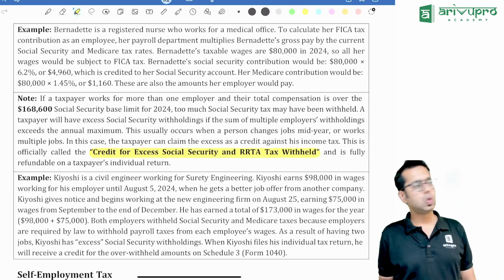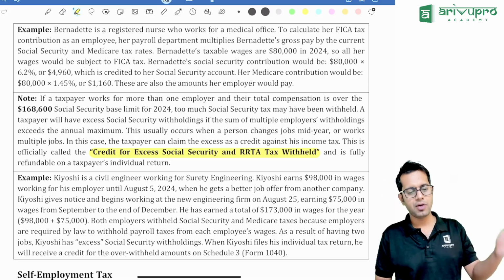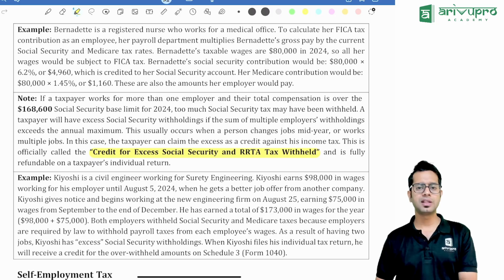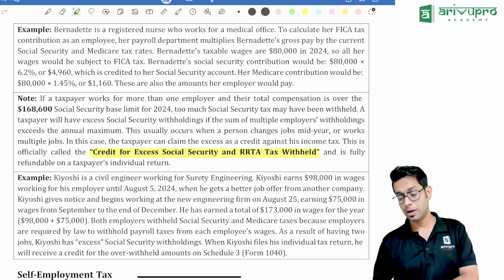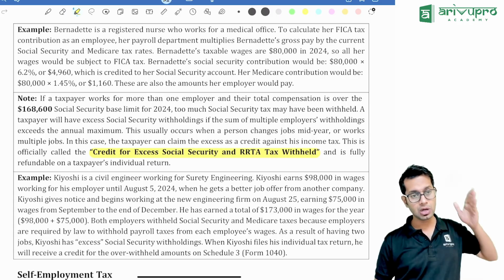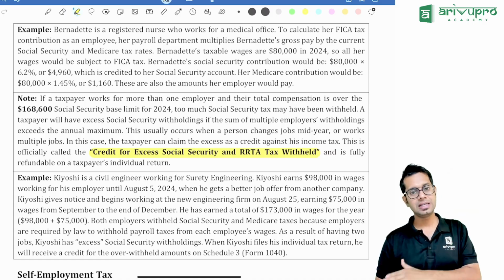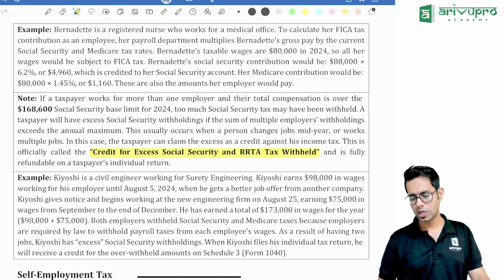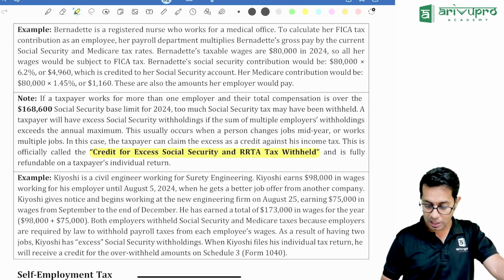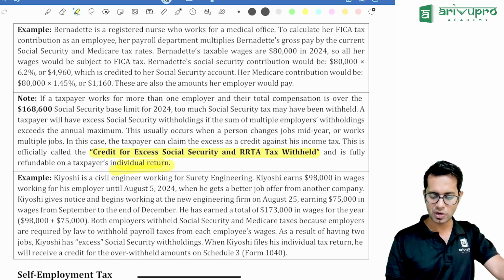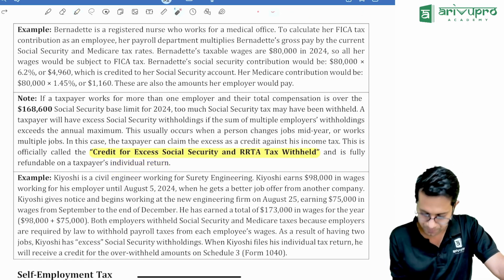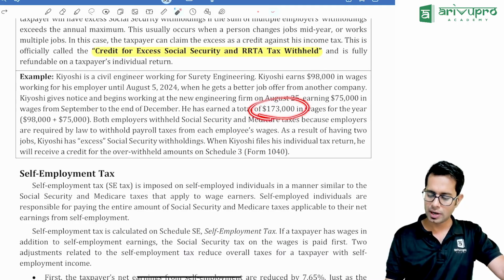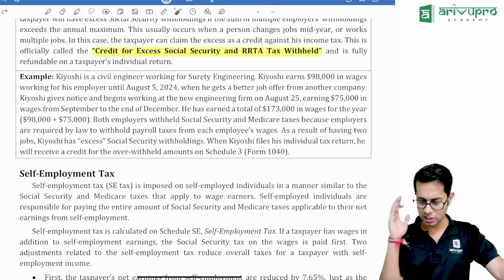Basically, what is this point telling? If you don't give the information to your new employer, say I have worked in three different companies in the same year and everyone is deducting their Social Security tax, and I have not informed the new employer that I have already received an amount from the previous employer which exceeds $168,600, then the lawmaker says whatever extra you have paid, we will give you as credit of excess Social Security and RRTA tax withheld, and it is fully refundable on the taxpayer's individual return. So when you file your individual return, whatever excess you have paid will be refunded to you. They have given a question over here wherein this person's salary was 173, and on this entire amount it was deducted. It should be restricted only to this amount.